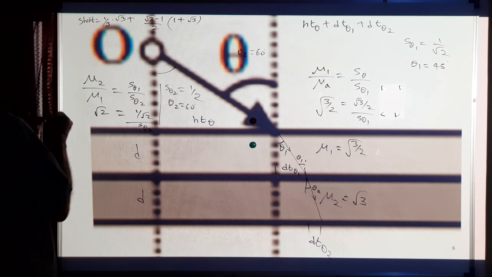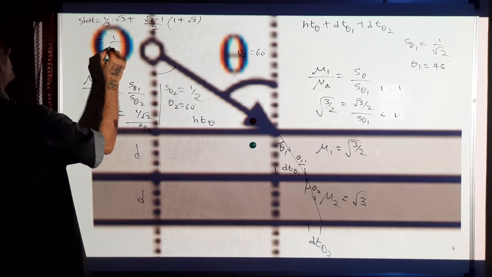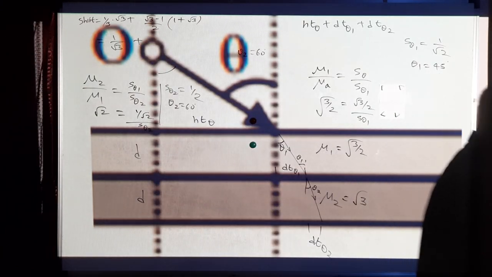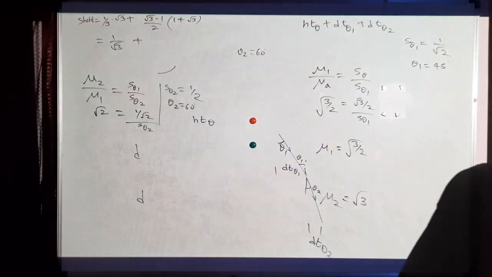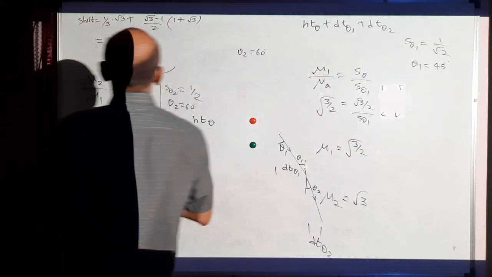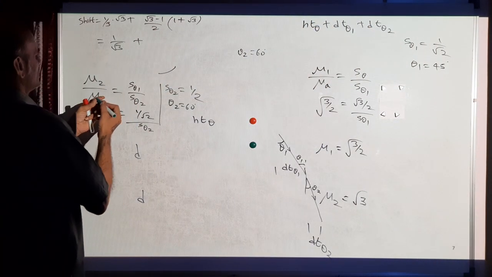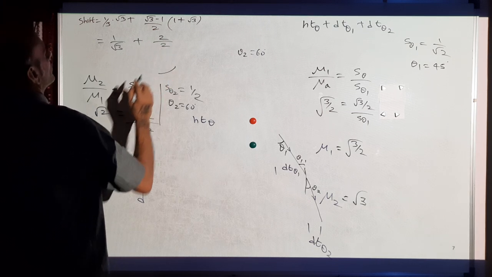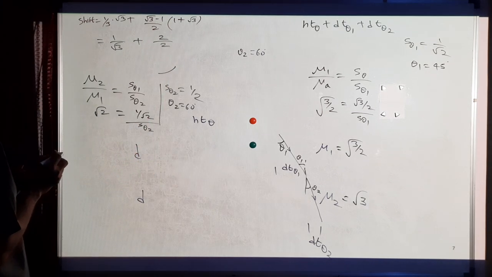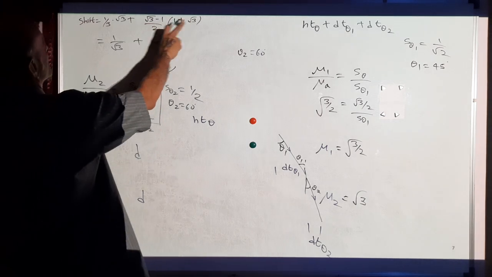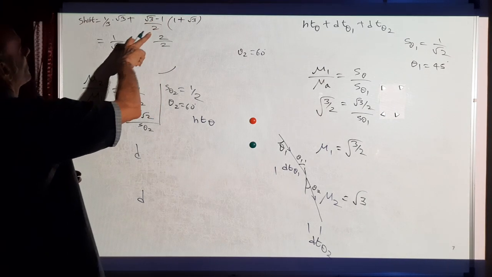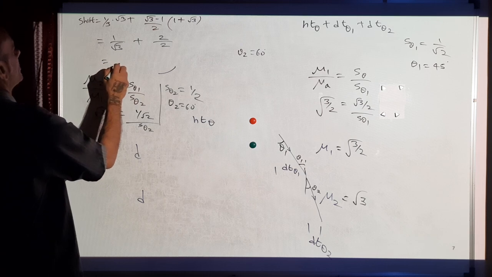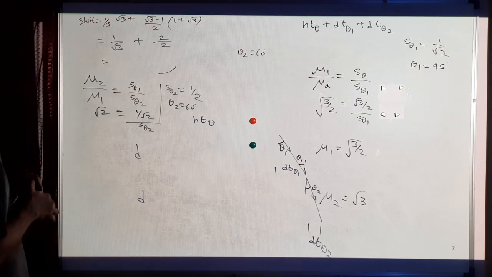So this is 1 by root 3 plus a plus b into a minus b. So it's a square minus b square. It's 3 minus 1, so it's 2 by 2. A plus b into a minus b, so a square minus b square is 3 minus 1, so it's 1. So this is 1 by root 3 plus 1.